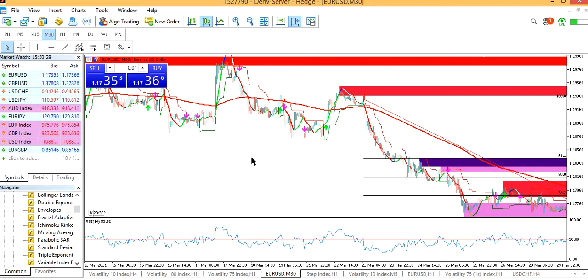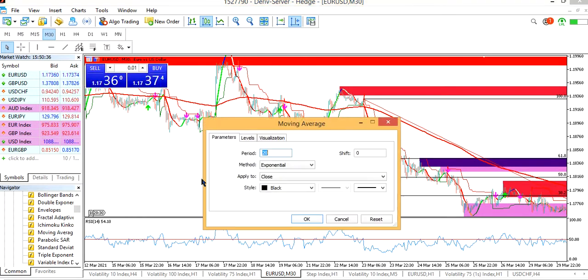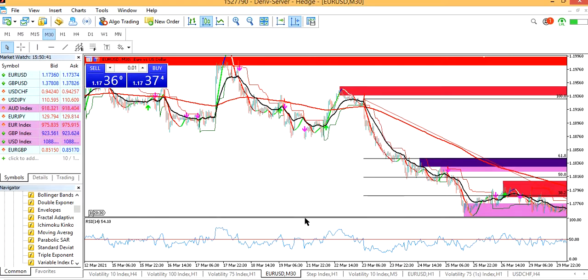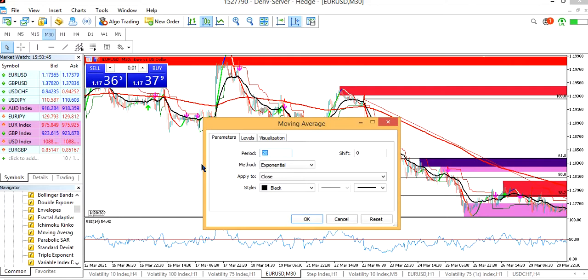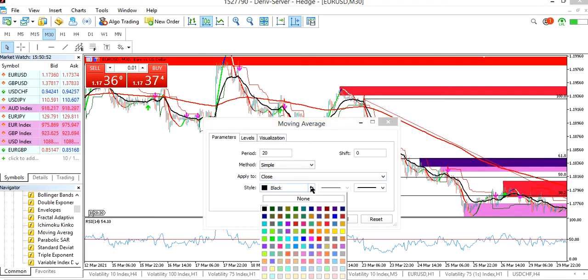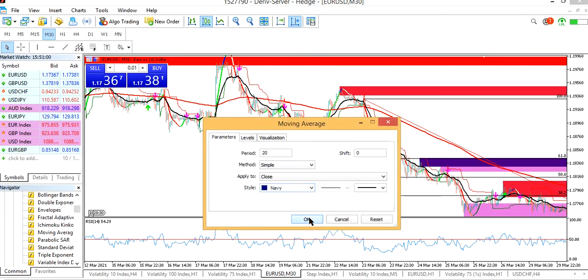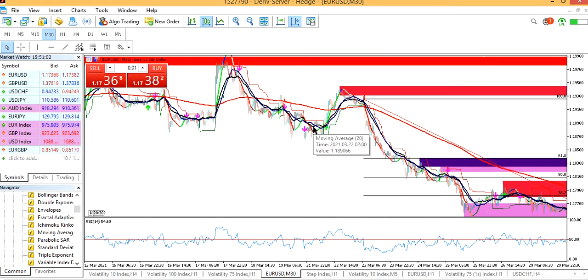Okay, this is how it works. First of all, we need a moving average 20, exponential moving average 20, and also a moving average 20 of the same period, but the method will be simple. The color will be, I think we have a red color moving average here. Okay, navy blue. Okay, done.